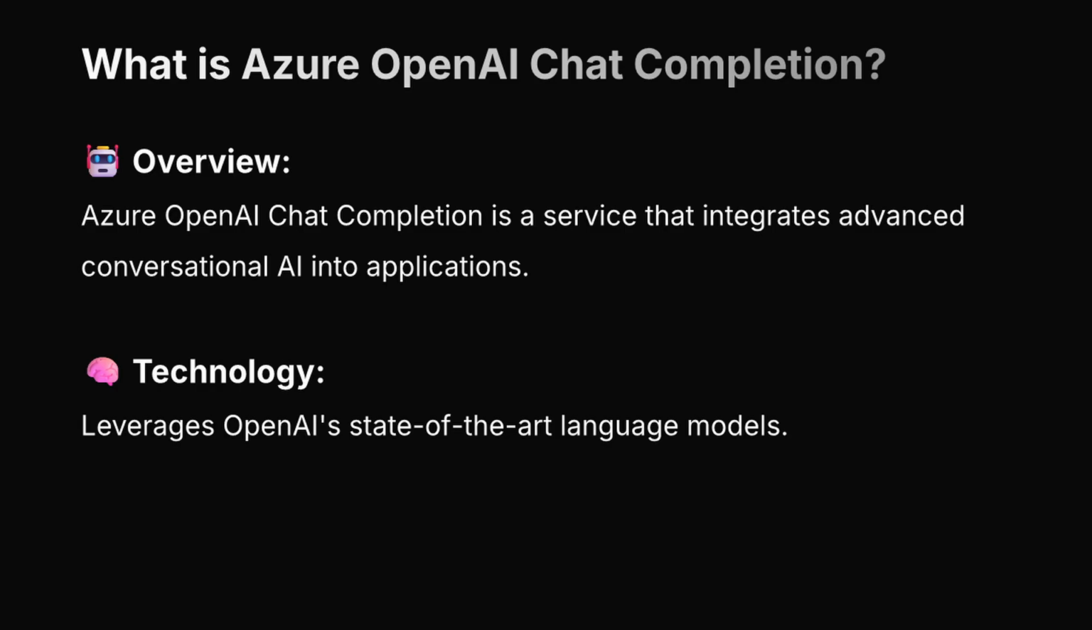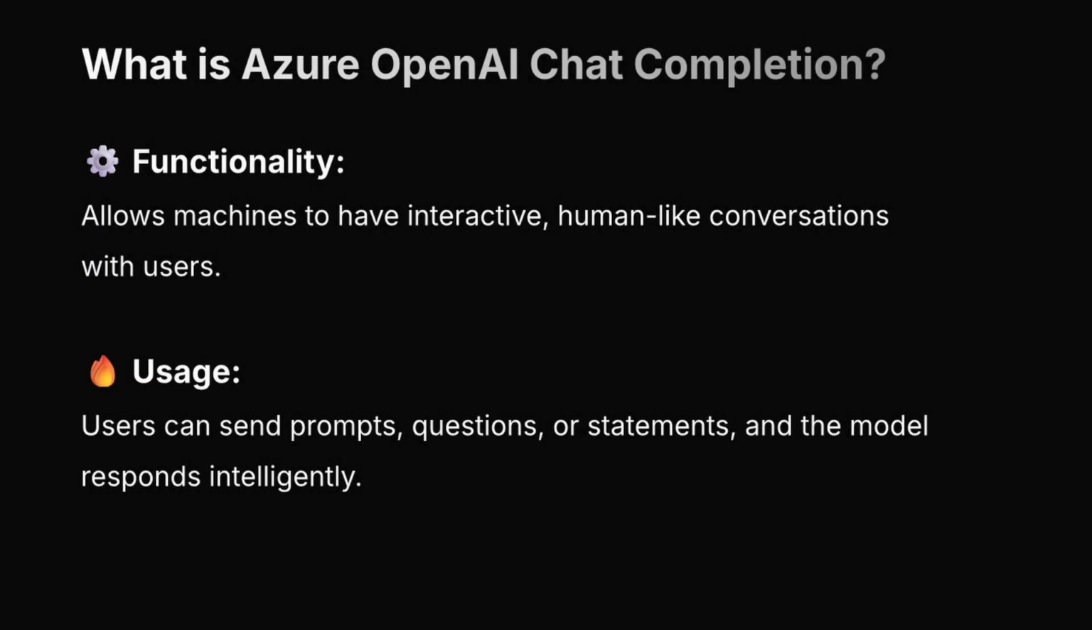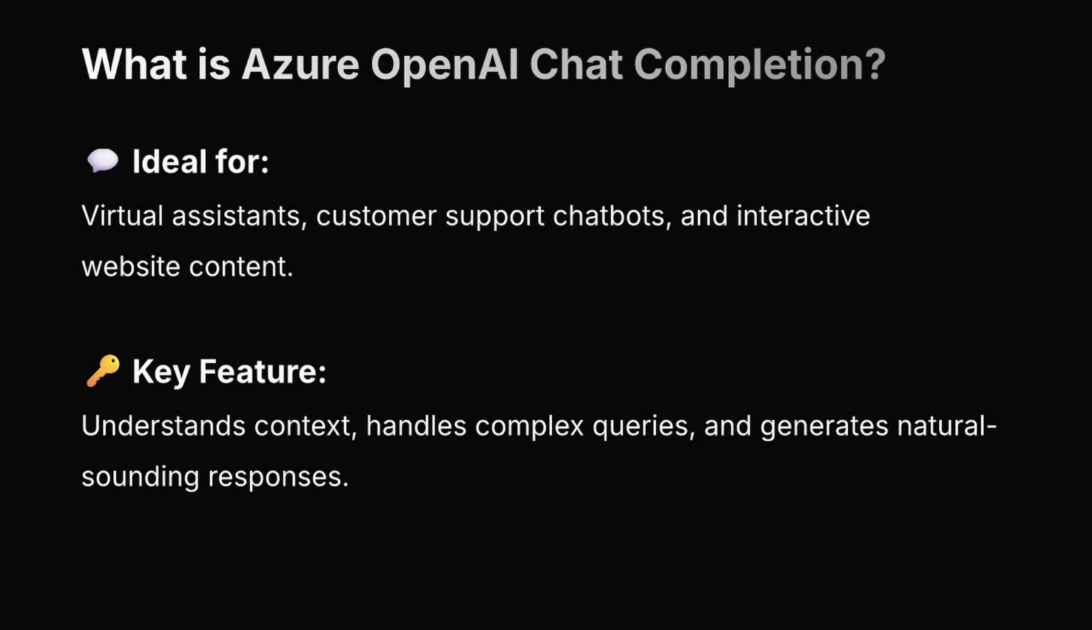Azure OpenAI chat completion is a service that allows us to integrate advanced conversational AI into our applications. This feature leverages OpenAI's state-of-the-art language models, enabling machines to have interactive, human-like conversations with users. We can send a prompt, a question, or even just a statement, and the model will respond intelligently based on the input. This makes it perfect for things like virtual assistants, customer support chatbots, or even interactive content on websites.